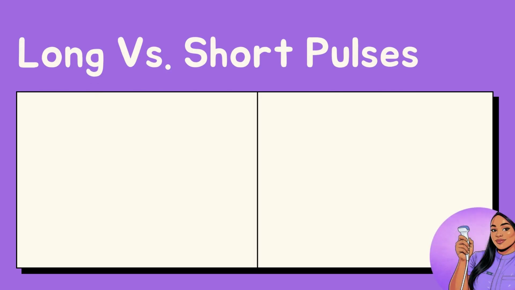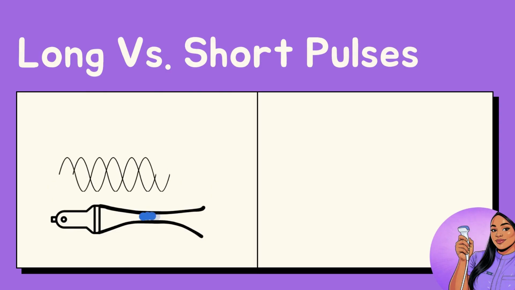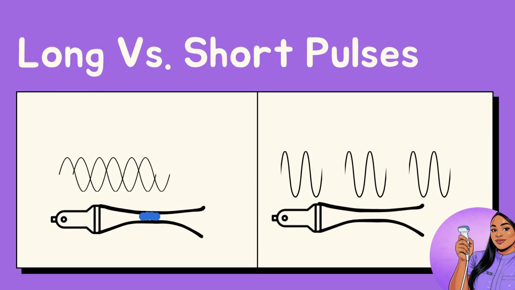If our system sends out one long pulse, by the time the echoes come back, everything's mushed together. But a short pulse sends clear bursts, meaning that each echo comes back separately and cleanly. That's why shorter pulses always give you better image detail.